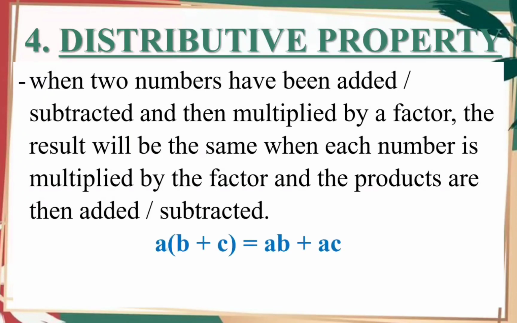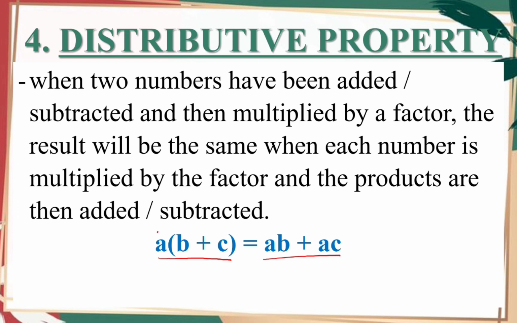So, we have here A times the quantity of B plus C is just equal with A times B plus A times C. So, dito sa una, we have A times the quantity of B plus C. So, yan, kapag sinolve down natin yan, it's just the same with A times B plus A times C. So, ano nangyari dyan? Bakit naging ganito siya?